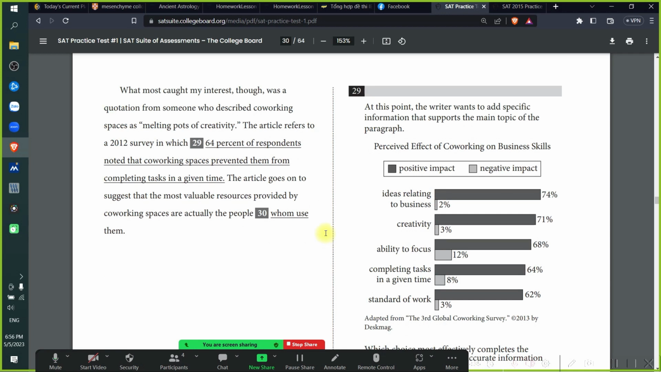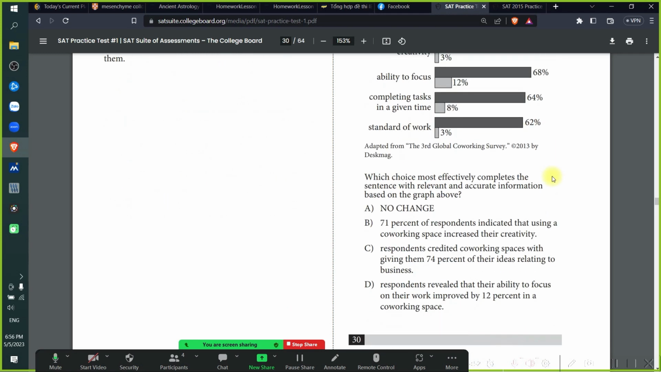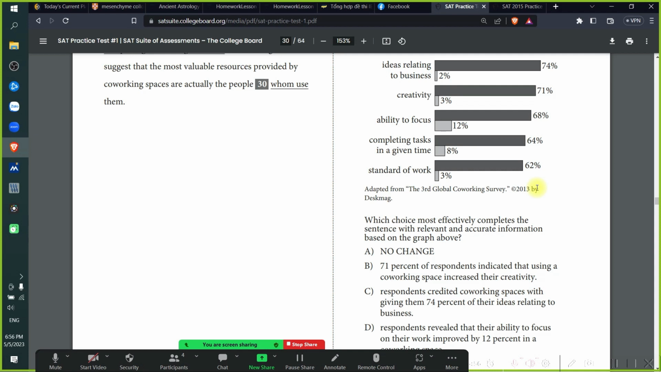Alright, next one. At this point, the writer wants to add specific information that supports the main topic of the paragraph. Perceived effect of co-working on business skills. Which choice most effectively completes the sentence with relevant and accurate information based on the graph above.